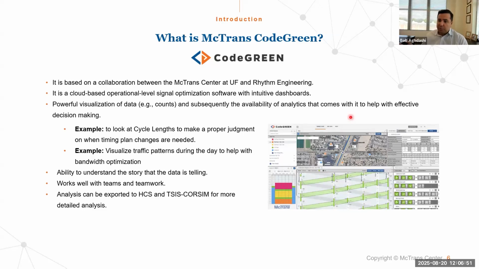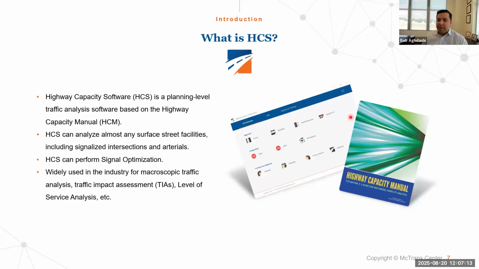So as I said, CodeGREEN is more of an operational level analysis. If you want to basically do scenario assessment, what if you add a lane? What if you make changes to your geometry? What if demand is going to be different in future? For those, we can export analysis into HCS and/or TSIS CORSIM. So we talked a lot about HCS.